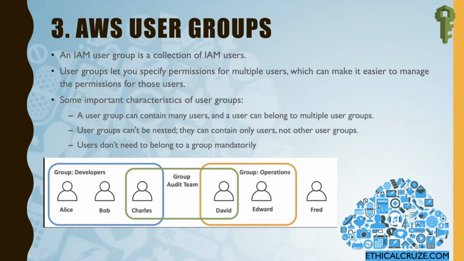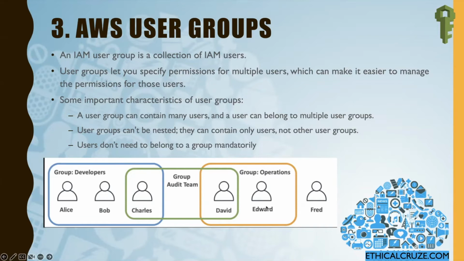Similarly, there is another group, the audit team. Charles is a member of this audit team and David is also a member of this audit team. So whatever permission this audit team group has, Charles and David will also have the same permission. And if you take the example of this operations group, David and Edward are part of this particular user group. Whatever permission this operations group has, David and Edward will also have the same permissions.